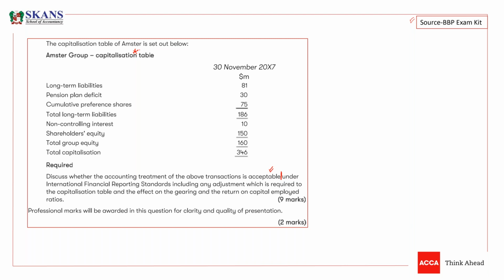And then third, there is a third requirement as well. You have to tell the effect on gearing and return on capital employed. So there are three requirements hidden in one requirement. So the most important thing would be to divide the requirement. You need to talk about three things, guys. Now, if you have to talk about three things, now what is next? This is important.